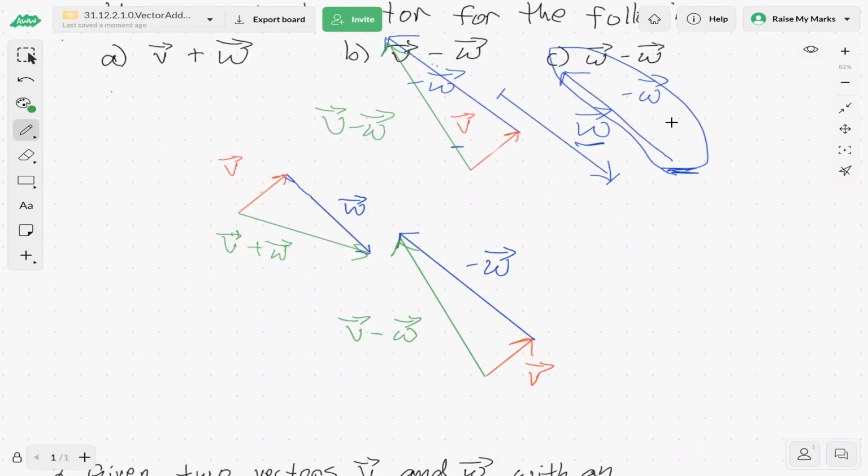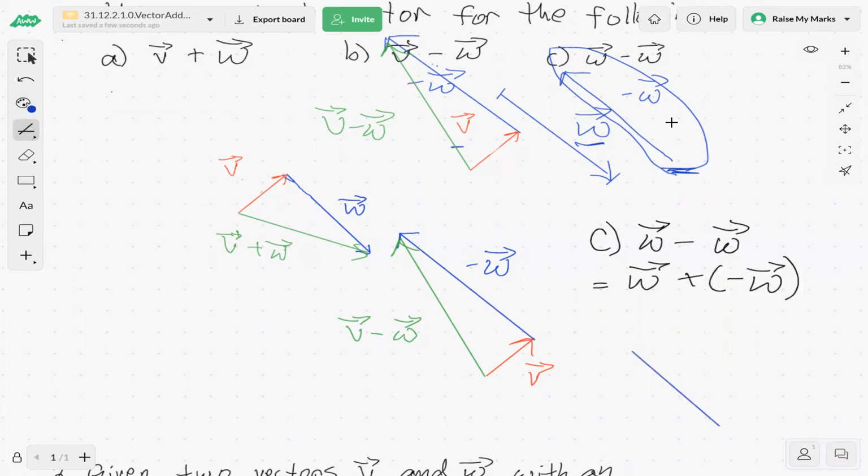Finally, C, let's just rewrite it down here. C is vector w minus vector w. As we said, we can think of this as vector w plus the negative of vector w. So again, let's draw our vector w. There's our vector w. Put our heads and tails in.